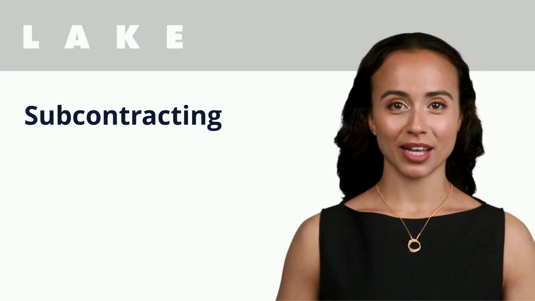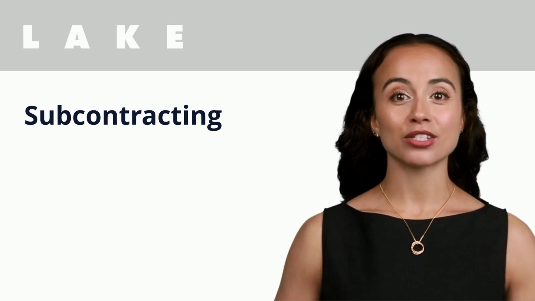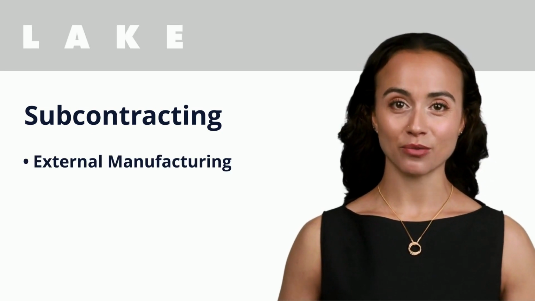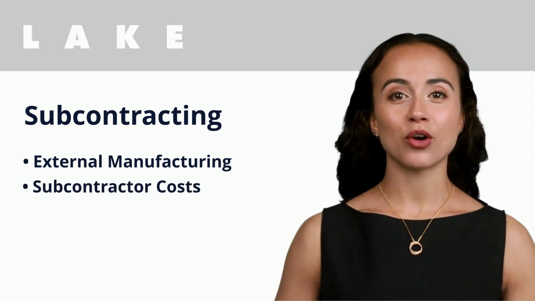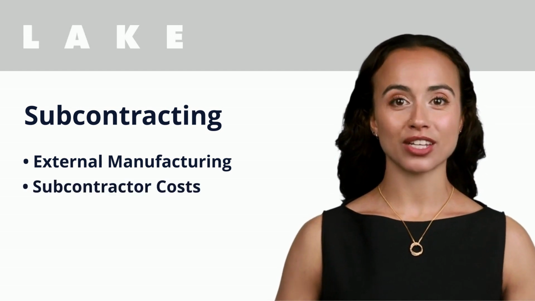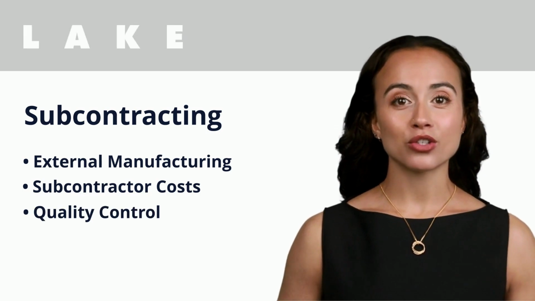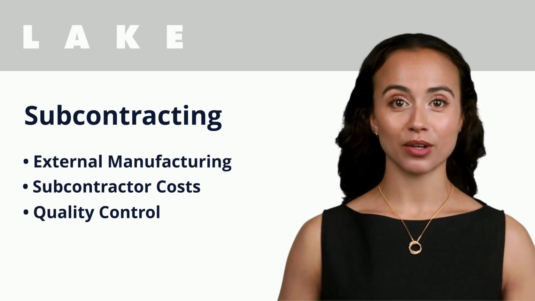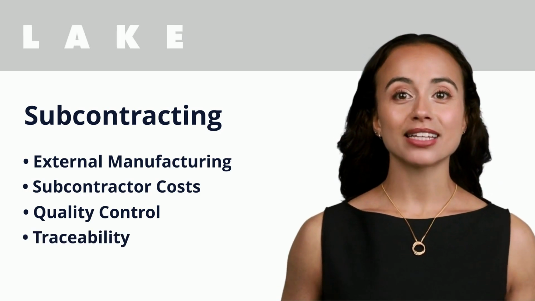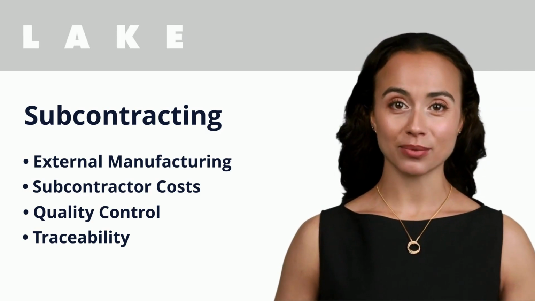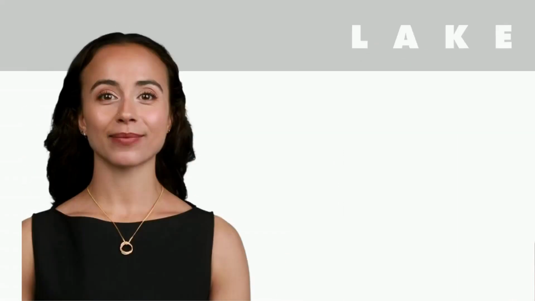Firstly, subcontracting. Beas Manufacturing allows you to define external manufacturing processes directly within a bill of materials and routing. It improves the management of costs by allowing you to include subcontractor costs in the overall product costing. It includes quality control features to ensure subcontracted work meets your standards. And it maintains detailed records of all subcontracting activities to ensure full traceability and compliance.